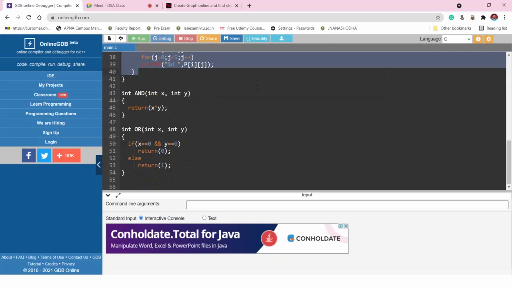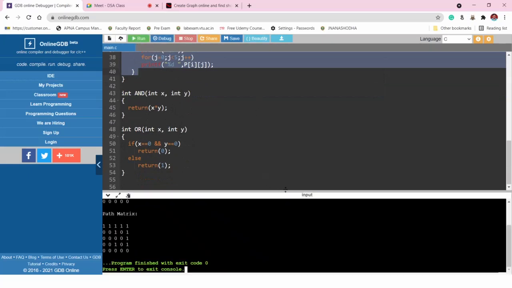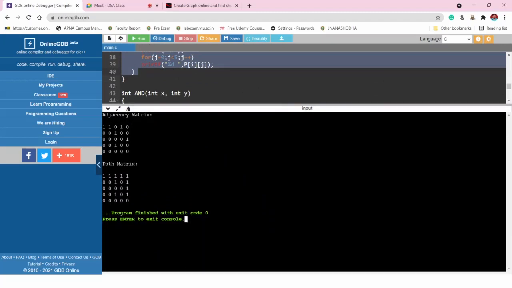Now once that is done, as soon as you run this code, what happens? You get this adjacency matrix and this is the path matrix. See, so simple. We have got the adjacency matrix and the path matrix. This is a program to find the path matrix using the adjacency matrix.